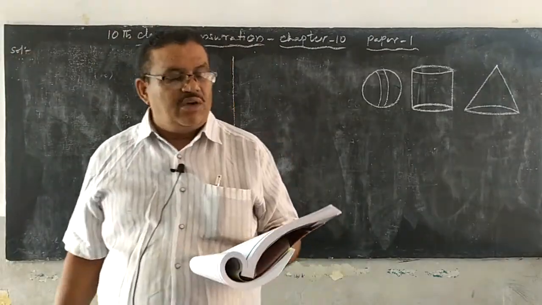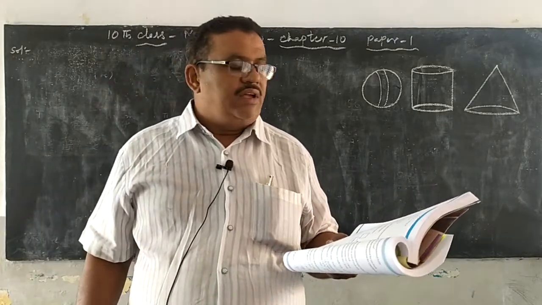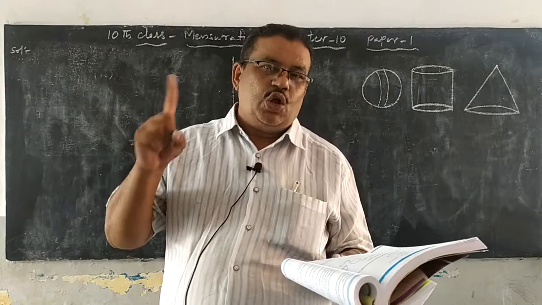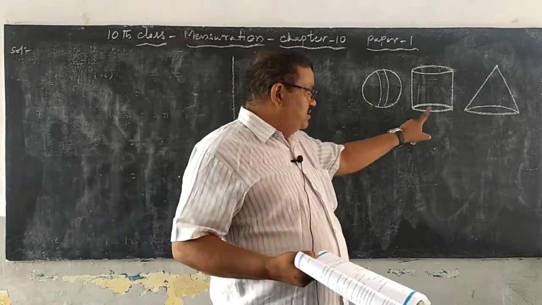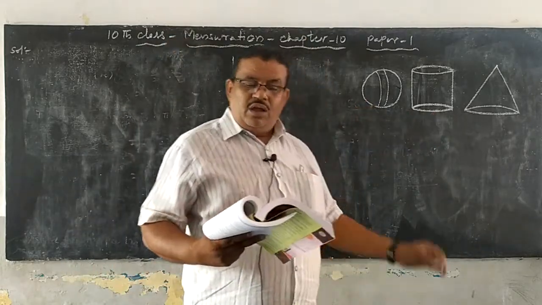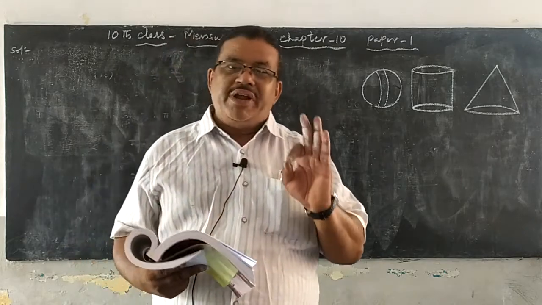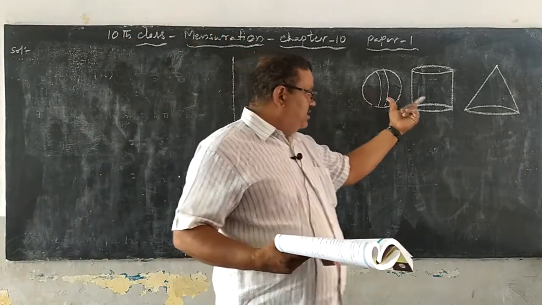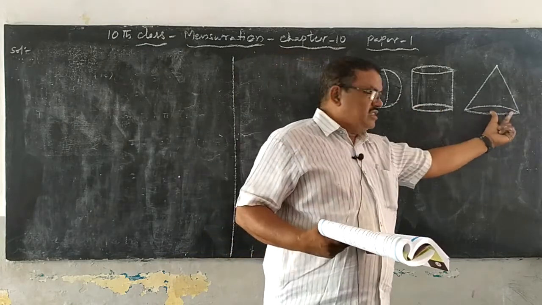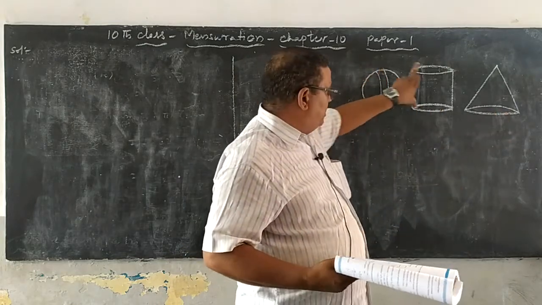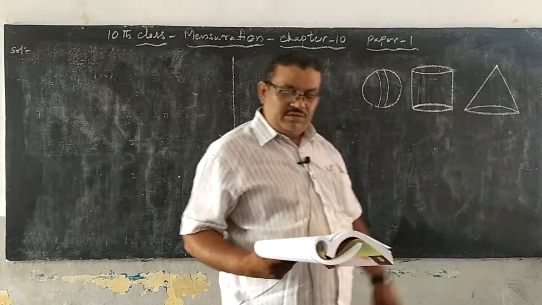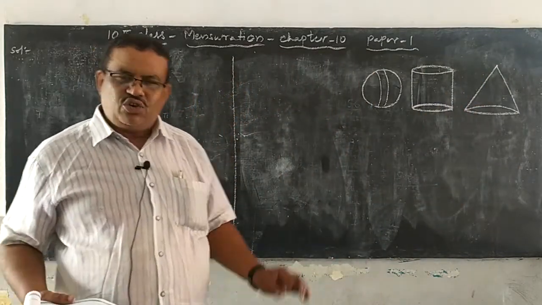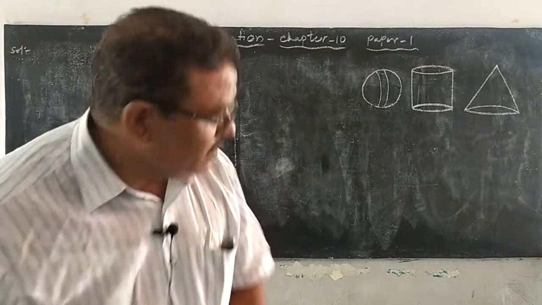Hi children. Now we are going to discuss the example 3 problem. A sphere, cylinder and cone are of the same radius and same height. So here radii are equal, heights are equal. Find the ratio of the curved surface areas. It is very interesting, let us see.